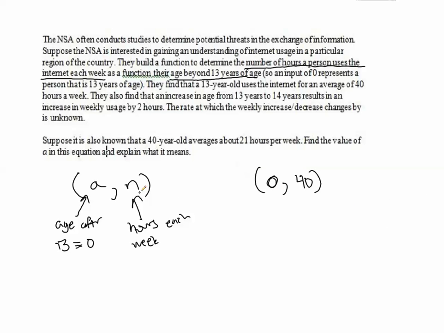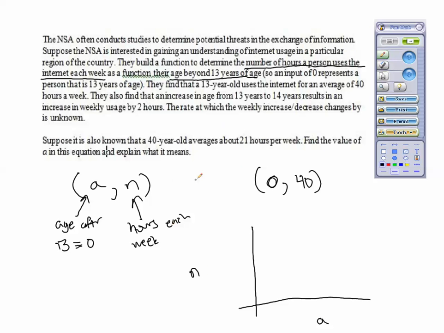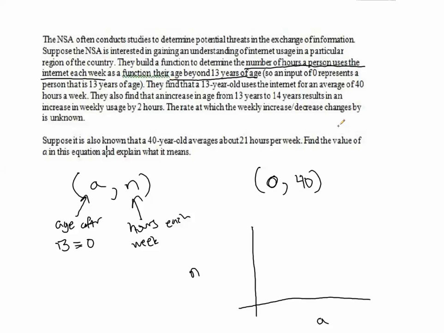And we'll come back to, actually, let's go ahead and plot that now. Because we're given data in this type of fashion, as opposed to given data in a table or in some other representation, because it's just a lot of written information here, it's important for us to represent that information as clearly as we can. So here's 10, 20, 30, 40. So a person who is 13 uses the internet for 40 hours.